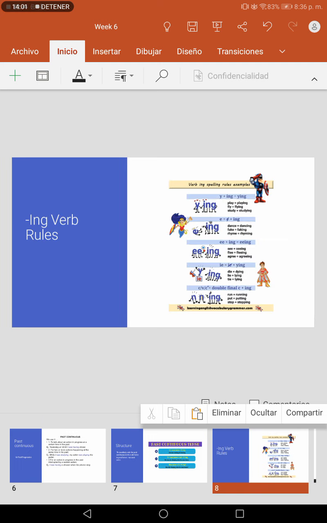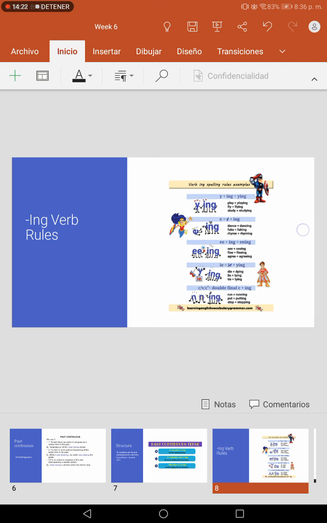So now, these are the rules for making ing verbs. Acuérdense que hay unas reglas para cambiar los verbos a ing. The first rule says that if the verb ends with y, si termina en y, nada más le vamos a agregar ing. Play, playing. Fly, flying. Study, studying.